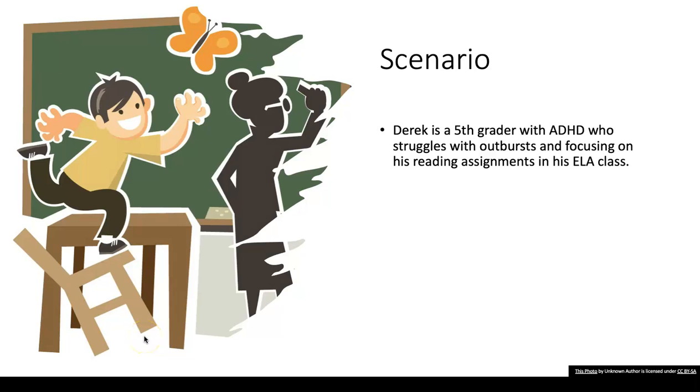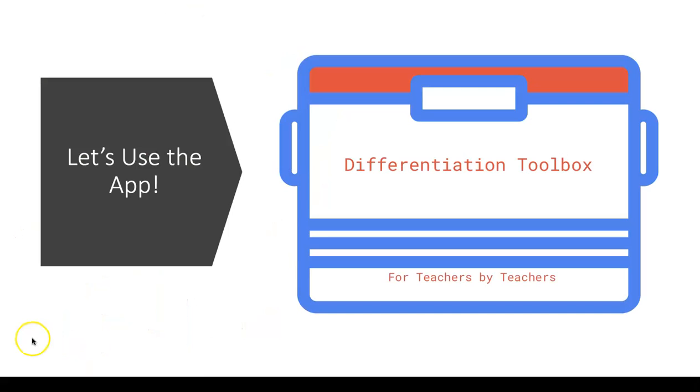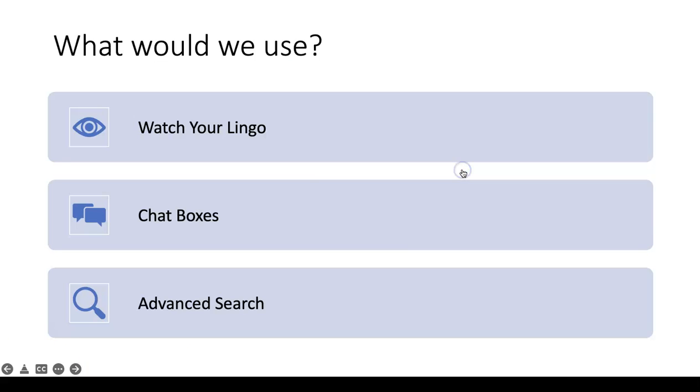So let's give the app a test run with a scenario. Derek is a 5th grader with ADHD who struggles with outbursts and focusing on his reading assignments in his ELA class. Let's use the app. So what will we use? Watch Your Lingo, chat boxes, or advanced search? I'll give you a moment to discuss.